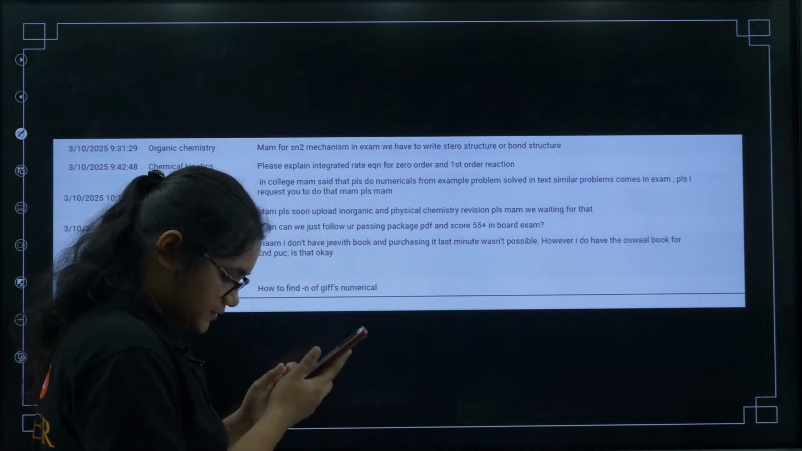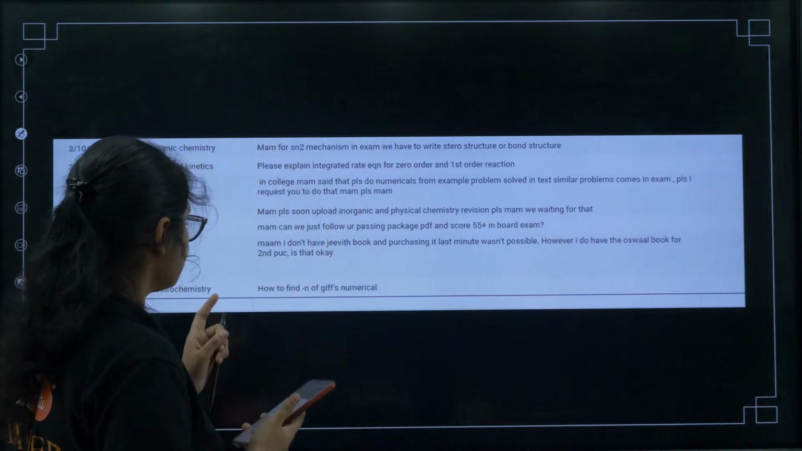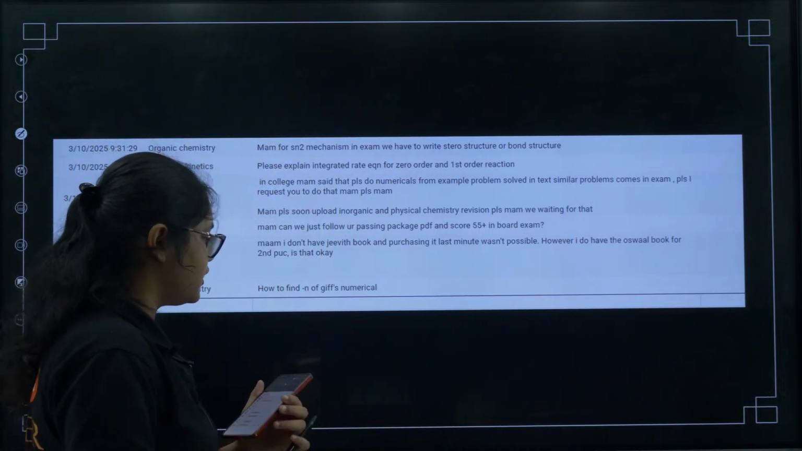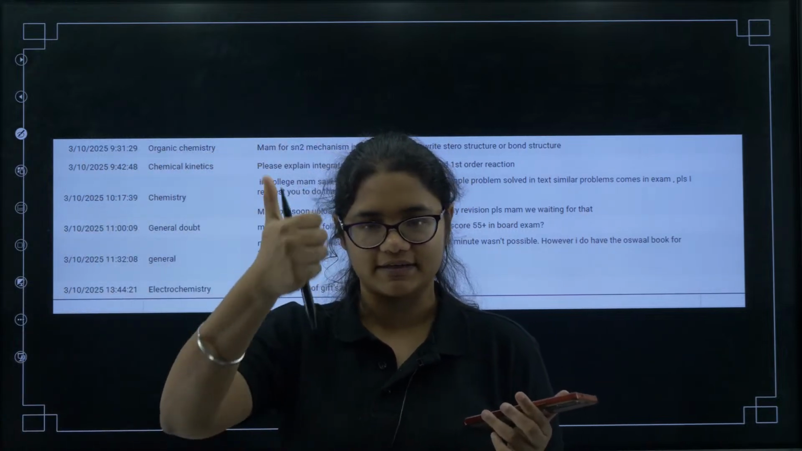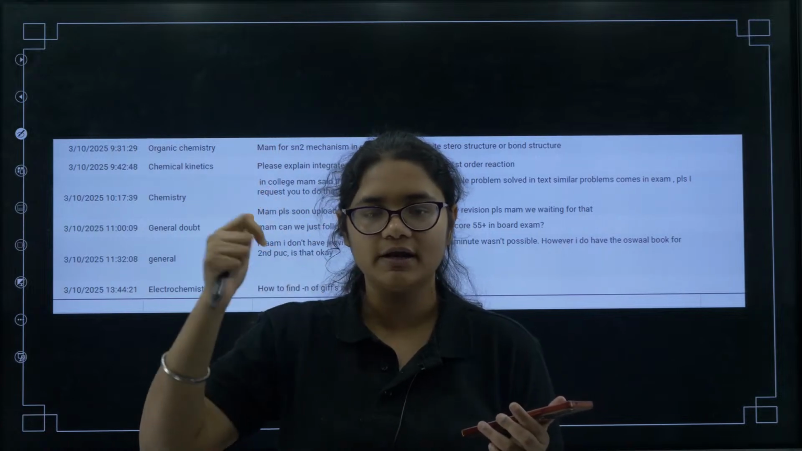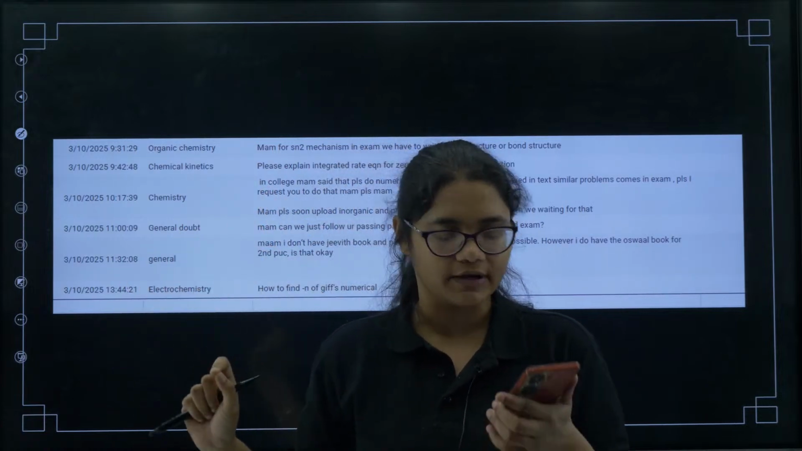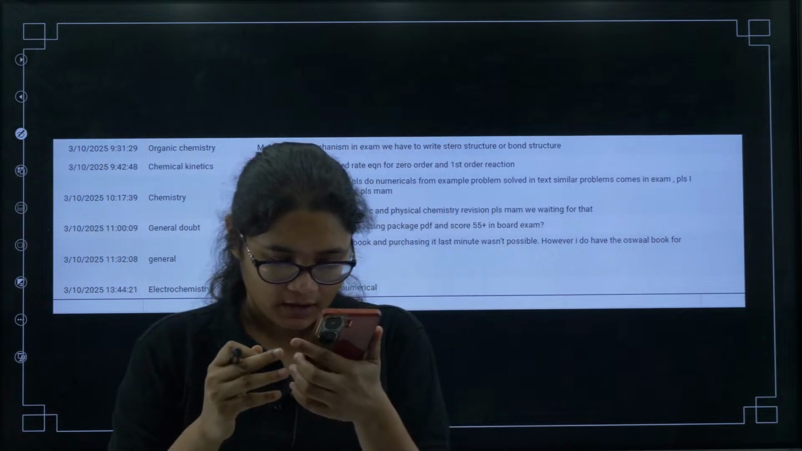Next, how to find N for the Gibbs free energy numerical, that also I will explain. So I have two doubts, that is the derivations of 0th order and first order, and how to find the N value for Gibbs free energy.